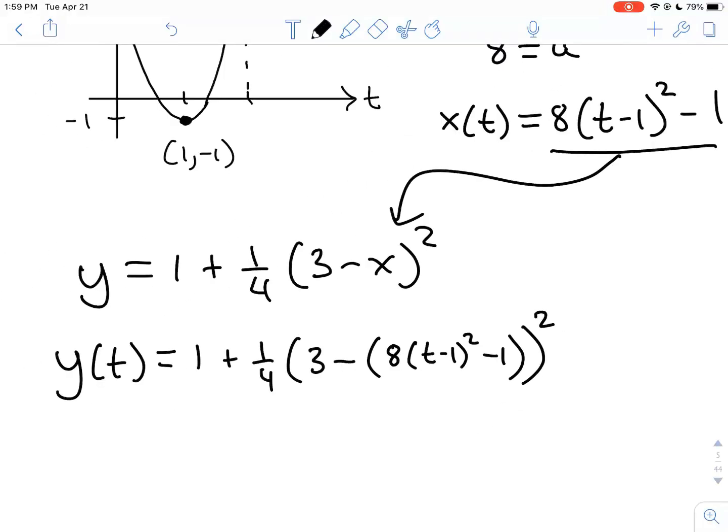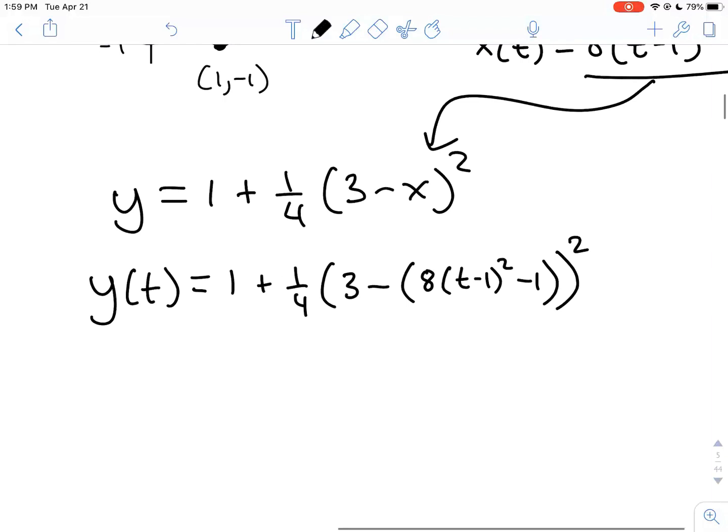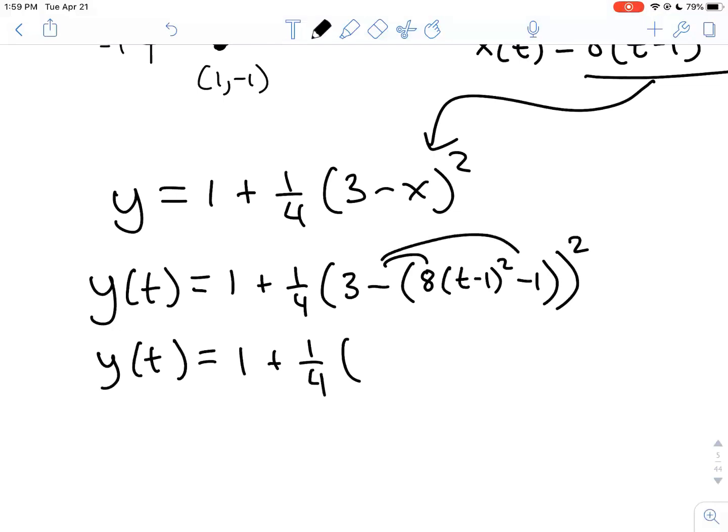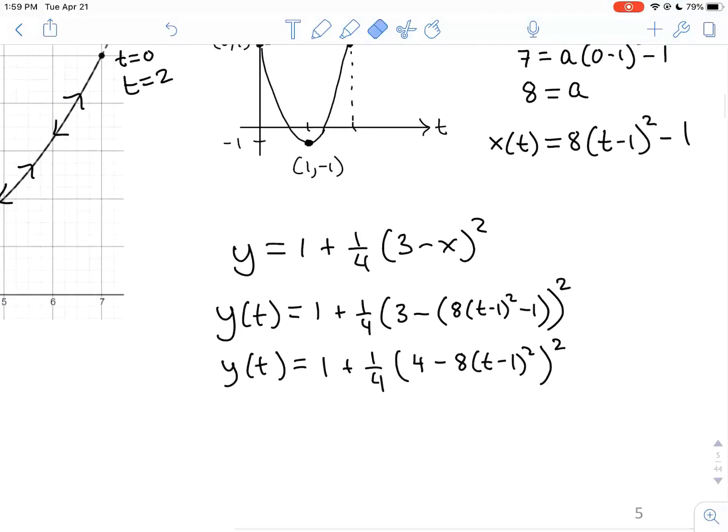Now, if you'd like, you could do some simplifying here. I'm not going to worry about simplifying this too much. Let's just go maybe one extra step and we'll call it good. But you could take it further. I'm going to distribute this negative so I get a plus 1 over there. So that just becomes a 4 and then minus an 8 times t minus 1 squared in parentheses and then squared again. This will be good enough. We're going to type that in next.